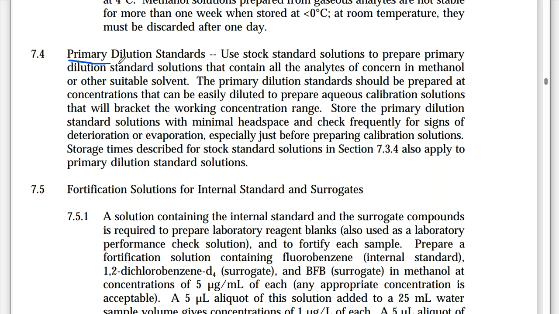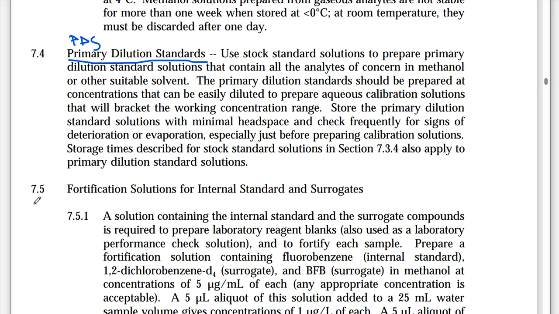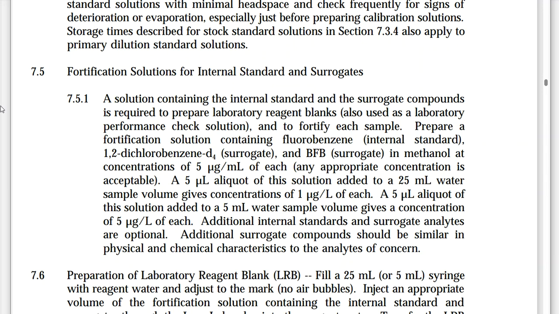7.4 is primary dilution standards. We talked about that too. That's in the method definition section. It's one of the reasons that we spent time on it. So PDS, primary dilution standards. It's going to say this is what you need to do, this is how you need to make it. So they really, again, tell you verbatim what you should be doing in a laboratory and build that into your SOP.